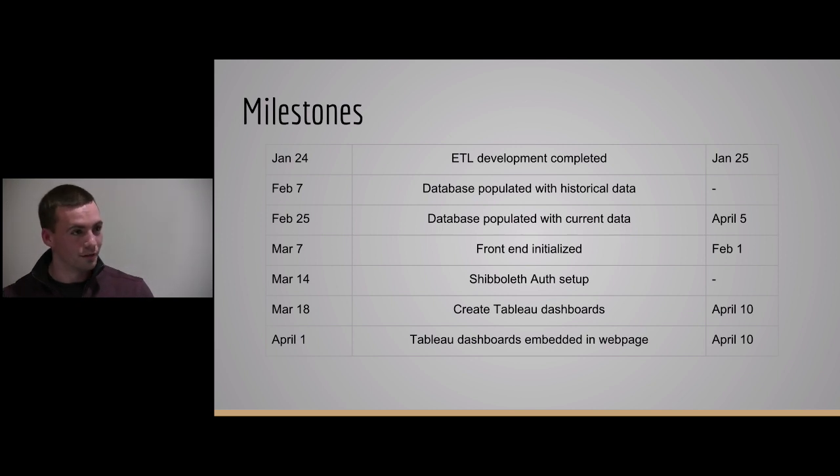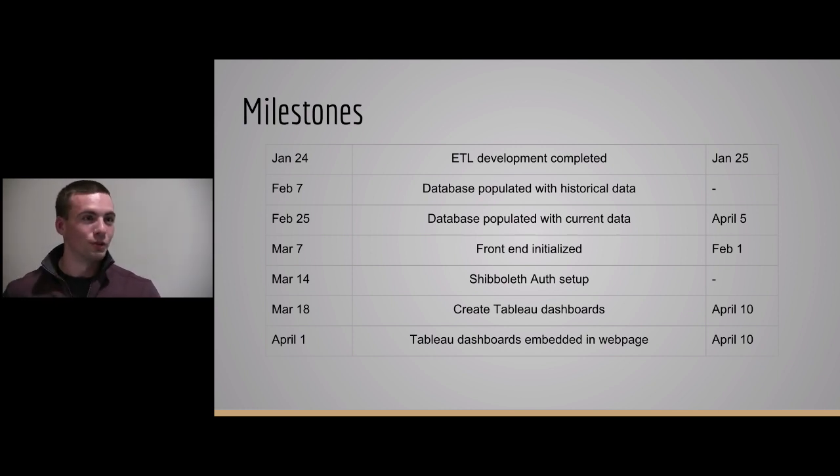We hoped to have that done by February 25th. It ended up being done on April 5th due to delays with the system we used to transfer the files from FMS to us. Our front-end initialized, Henry actually got that done pretty early, on February 1st. Just initialized, not really fleshed out at the moment. Shibboleth auth was out of scope.